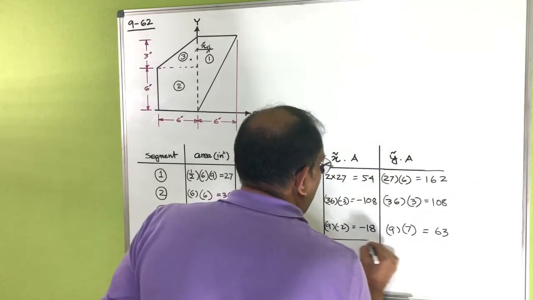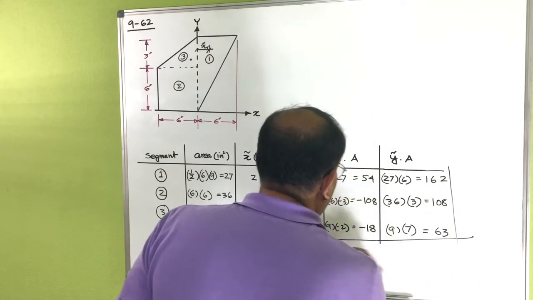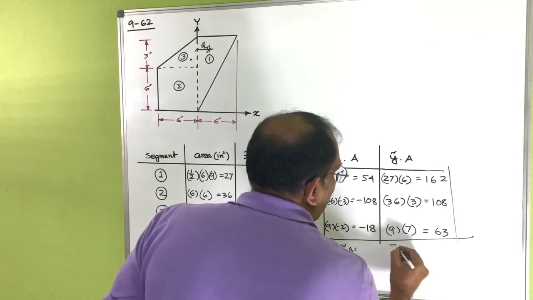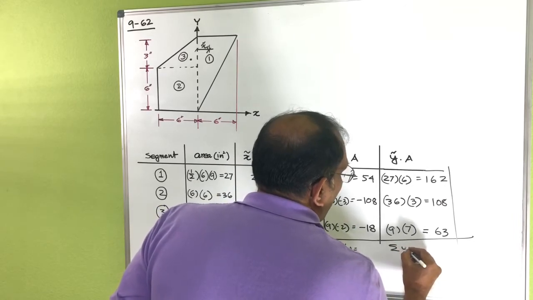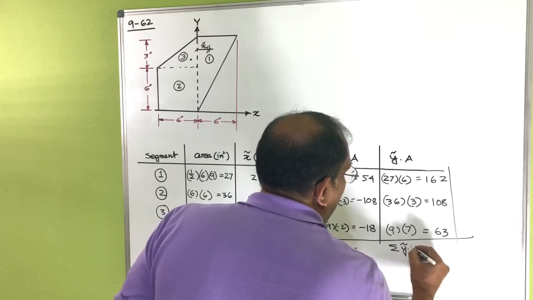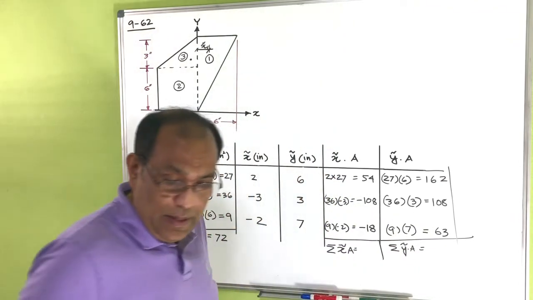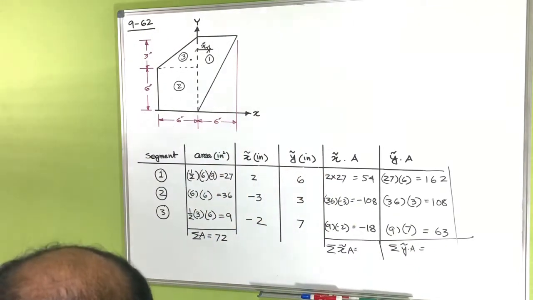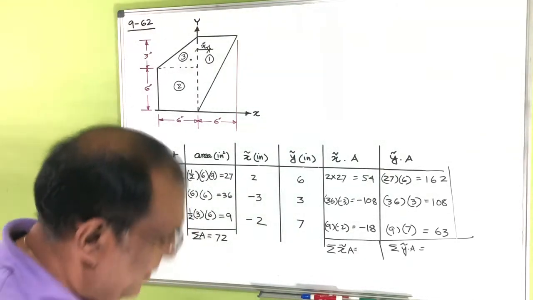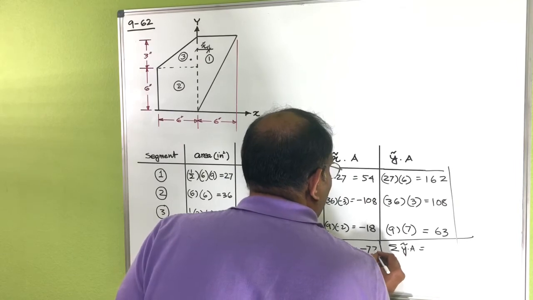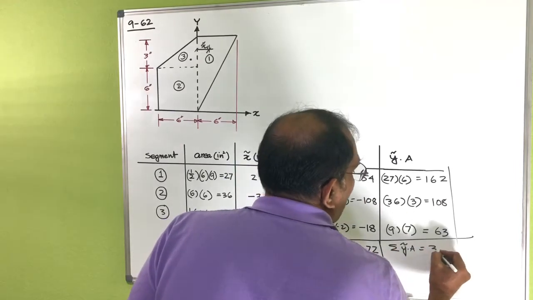So you can just find out this is your summation of x squiggly bar A, and this is your summation of y squiggly bar A. So if you add them, then basically you get this one is minus 72, and this one is 333.